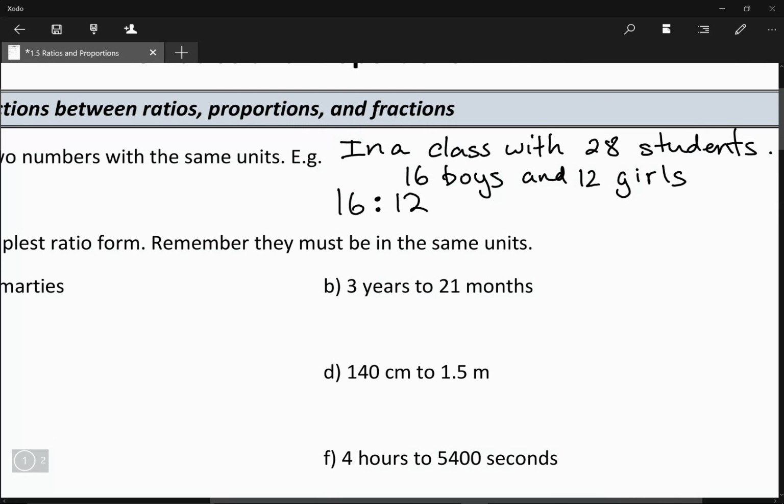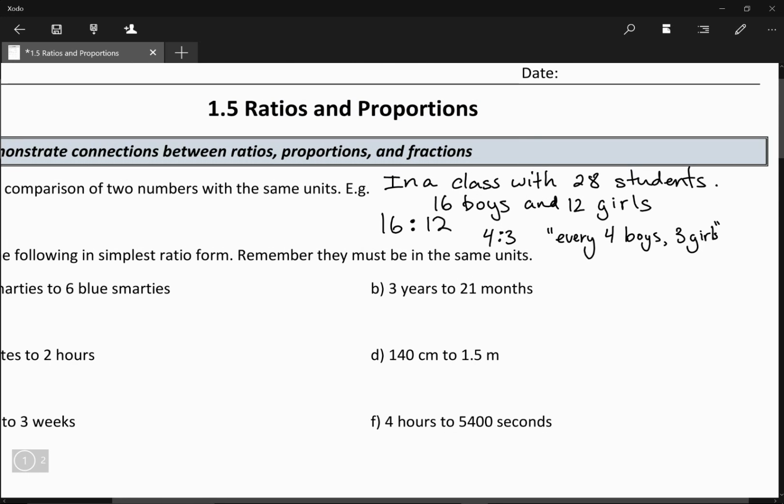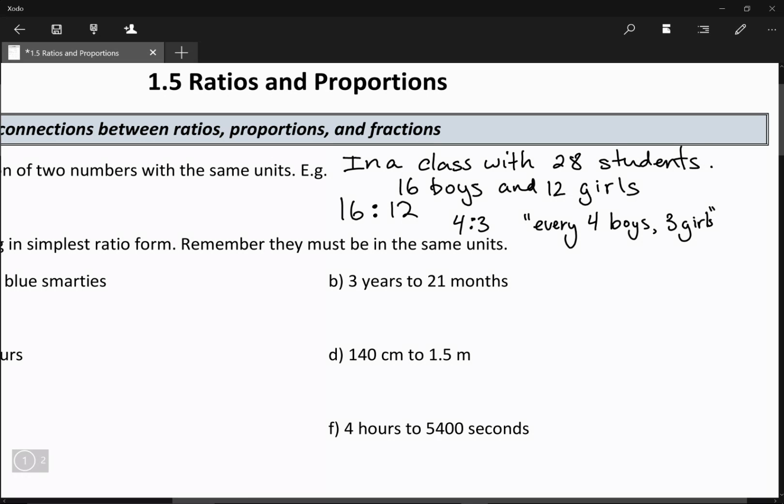And if I were to reduce this to lowest terms, I can divide each number by 4, and this becomes 4 to 3. So we read it as 4 to 3, or in this case, every 4 boys to 3 girls. So I would read this as every 4 boys, we have 3 girls. So this is how we express a ratio. It's just a very simple concept.